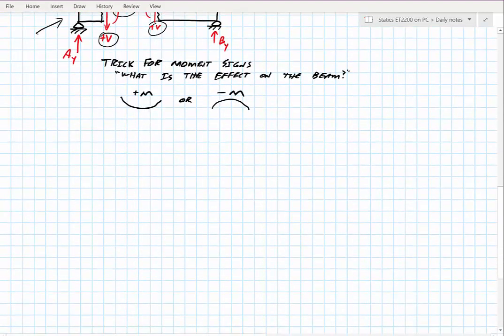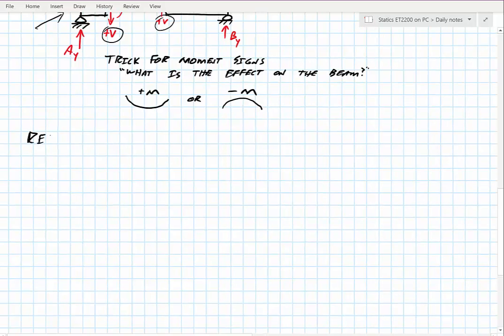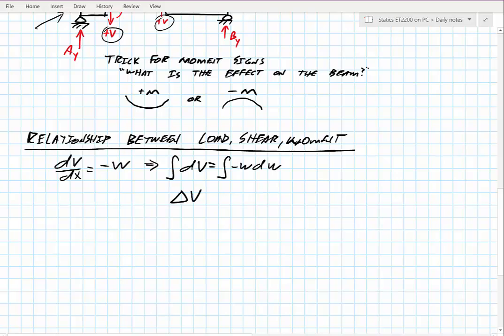So this whole method is based on the relationship between load, shear, and the moment. And this relationship basically looks like this. The change in my shear as a function of x is equal to negative of my load. And I can rearrange this equation, integrate both sides, and end up with the integral of dV is equal to the integral of negative w dx. So what that tells us is the change in our shear will be equal to the area under our distributed load.